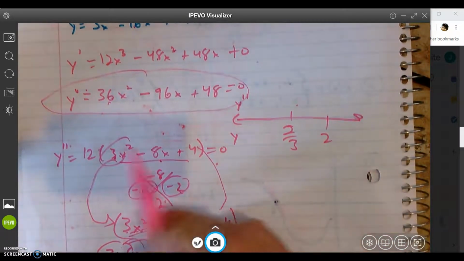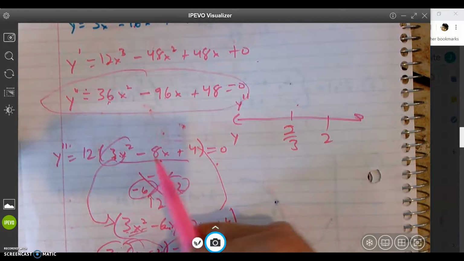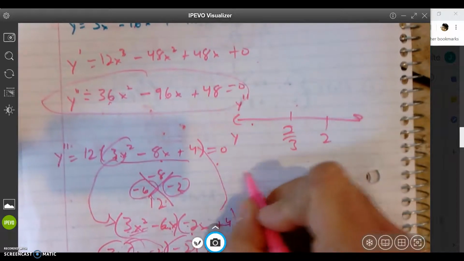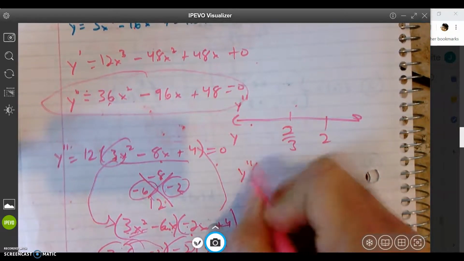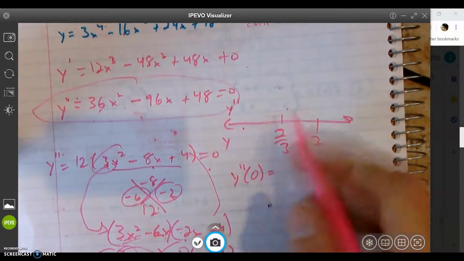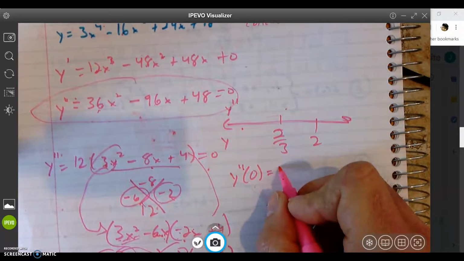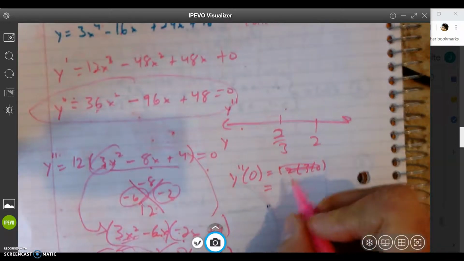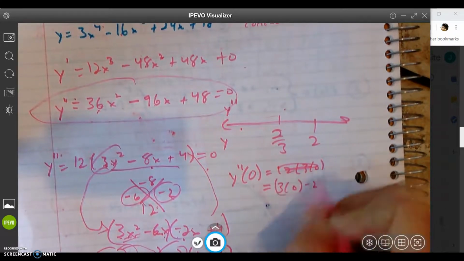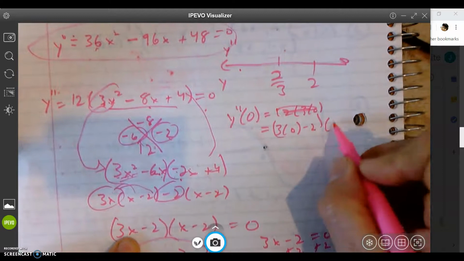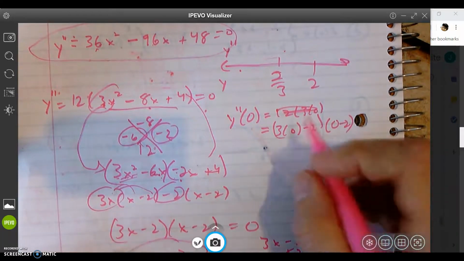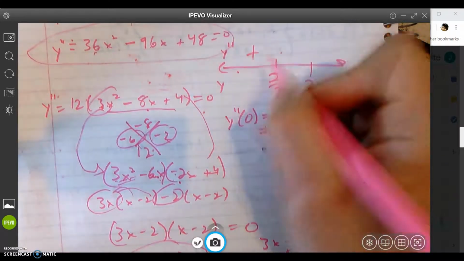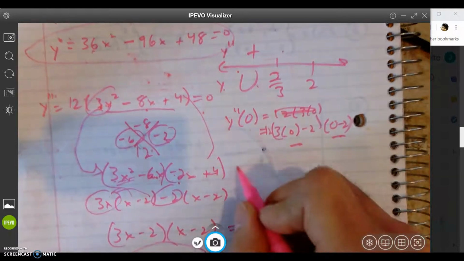Now I've got to plug in here to figure out what's going on. I'm going to plug in 0, so I have y double prime of 0. What's my concavity? That's what I've got to figure out. So it's 12 times 3 times 0. Actually, no, I'm going to do the sign chart. So it's 3 times 0 minus 2, and 0 minus 2. The 12 out here is positive, it doesn't matter. So this is negative and this is negative. Negative times negative is positive, so the graph is going concave up.